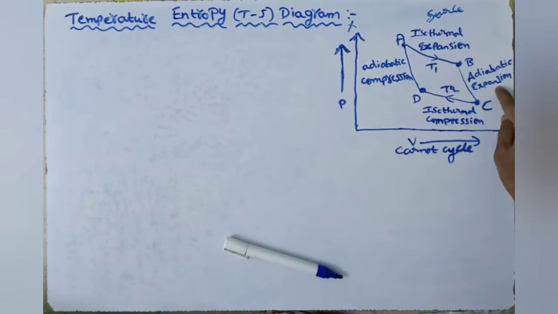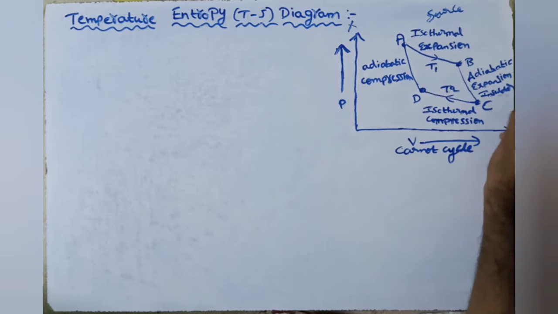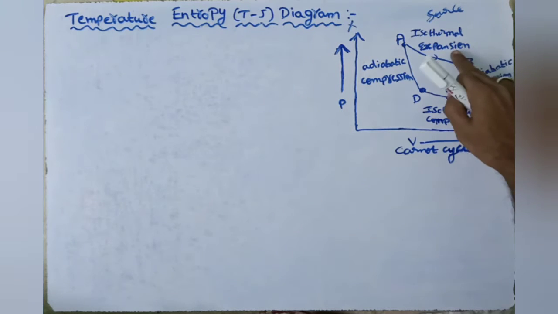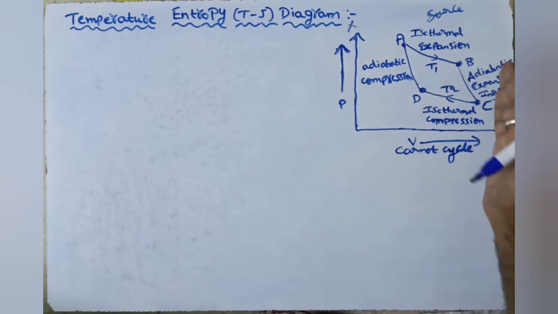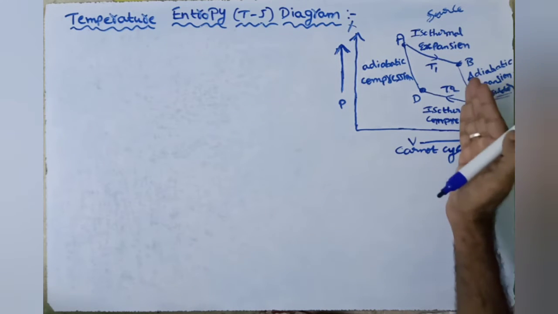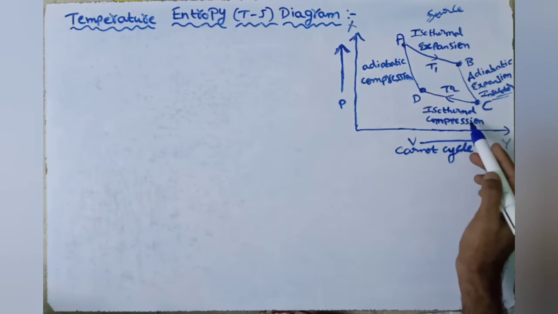In adiabatic expansion, we keep the working substance on an insulator. We already have studied this. We keep the working substance on an insulator, so there is no exchange of heat energy. Still we make the working substance expand. That expansion is called adiabatic expansion. Then temperature falls from T1 to T2, pressure decreases and volume slightly increases.